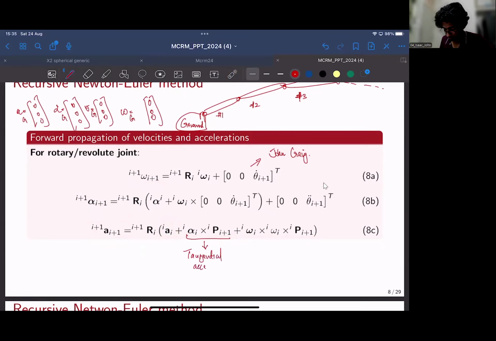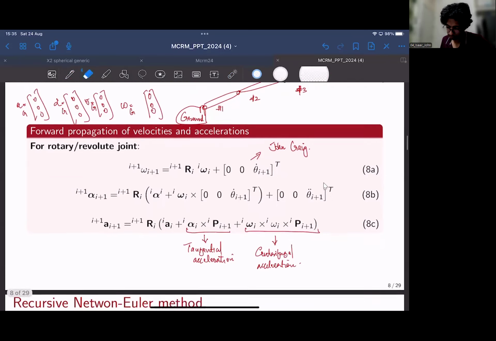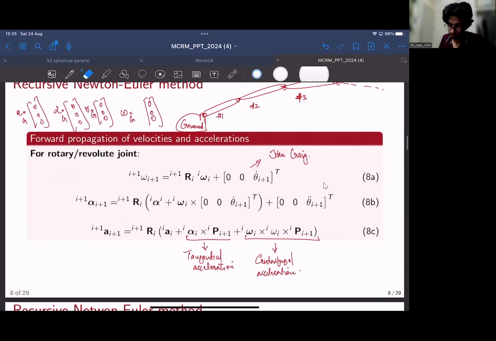Tangential acceleration. And this term over here is the centrifugal acceleration. And you can also call this slip acceleration or relative acceleration, anything in the structure. So keep in mind that these are the equations for rotary joints, right?